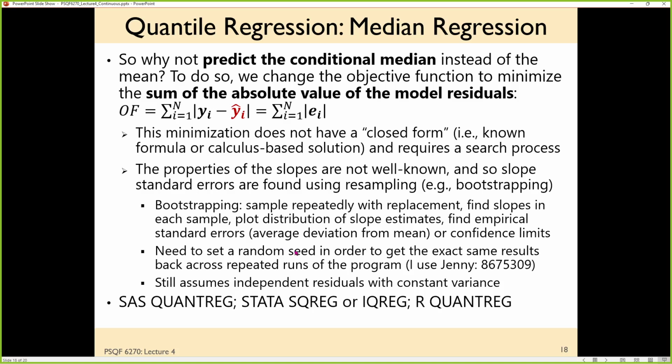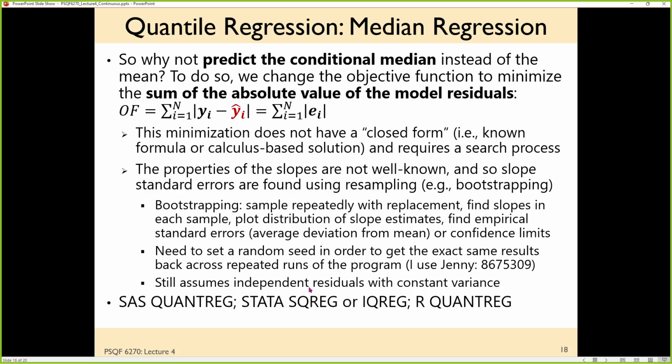And in my examples, I am using a random seed, which is Jenny, Jenny, who can I turn to? It's an 80s song. 8675309. No? Yeah. Okay, you gotta look it up. Look it up on the YouTube. So Jenny is forever my random seed in all of my examples.